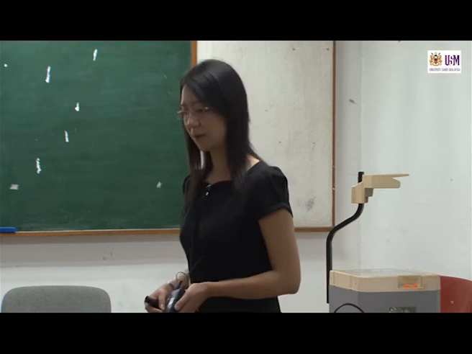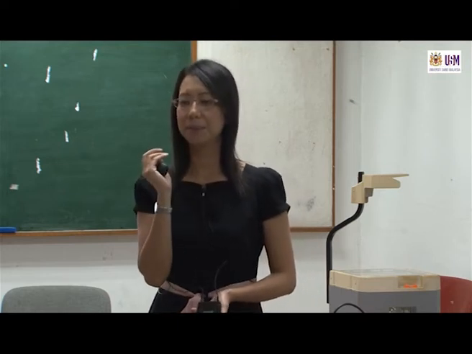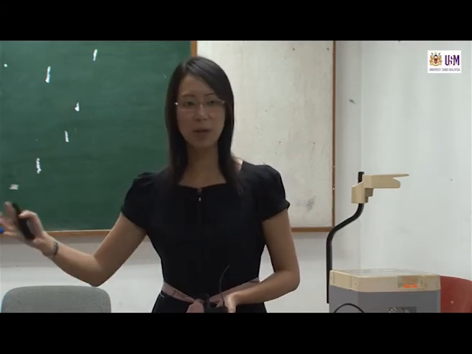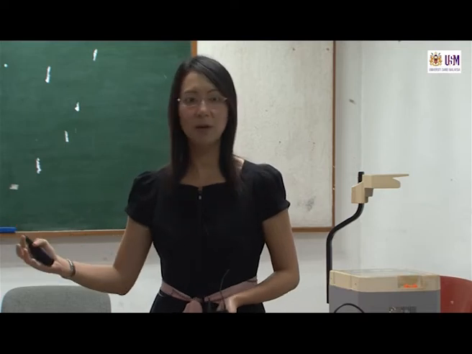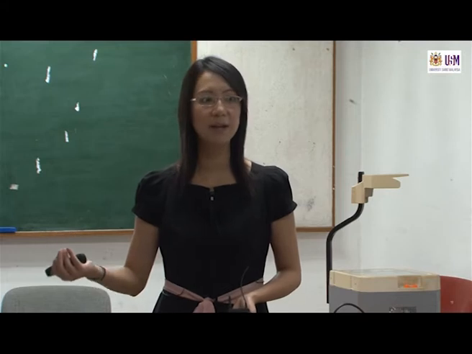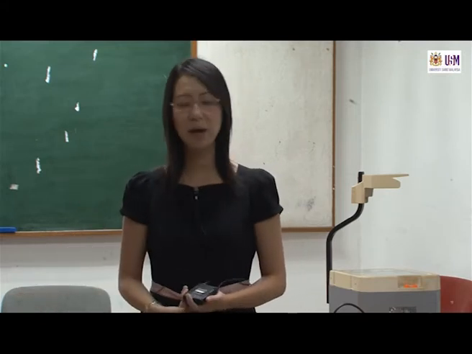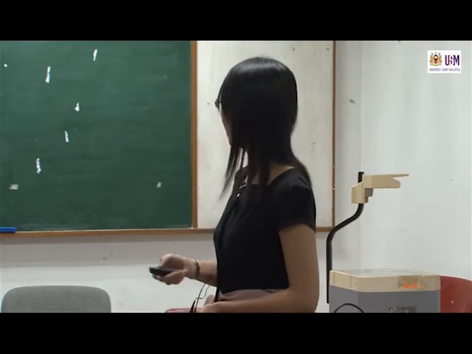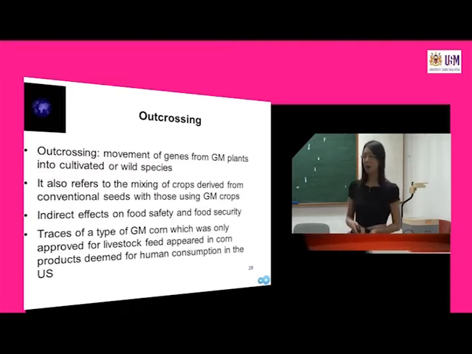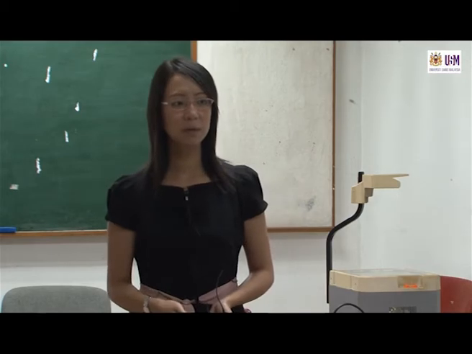So indirectly it affects food security, because we don't want conventionally planted crops that are sold as non-GM, later on, when they are checking for quality control, quality assurance, to be found with GM material. Then that means the entire batch goes down the drain, all right? So traces of a type of GM corn approved for livestock feed have been traced in human consumption in the US.